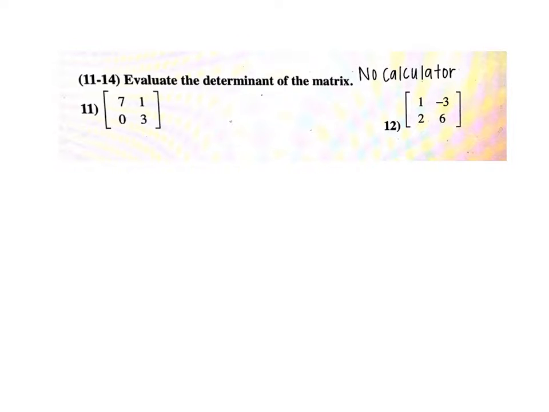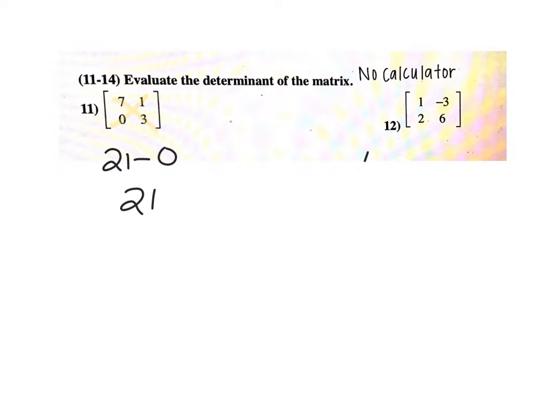Okay, we got 2 by 2 determinants. One of the easiest things on here. Anytime you have 2 by 2 determinants, all we're going to do is multiply this diagonal, multiply that diagonal, and subtract. Just make sure you do that order. So this first one, 7 times 3 is 21. 1 times 0 is 0. That's just 21. That's all there is to it.